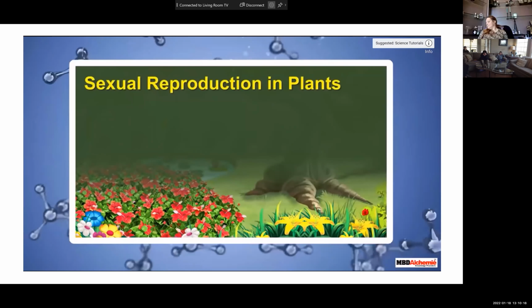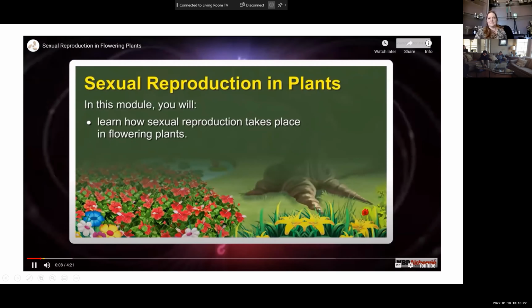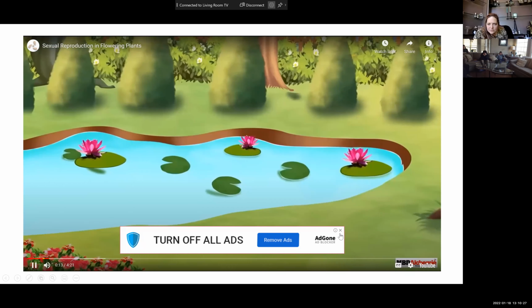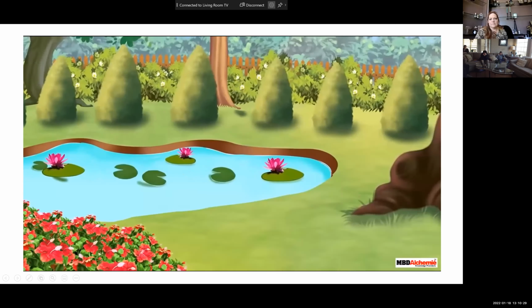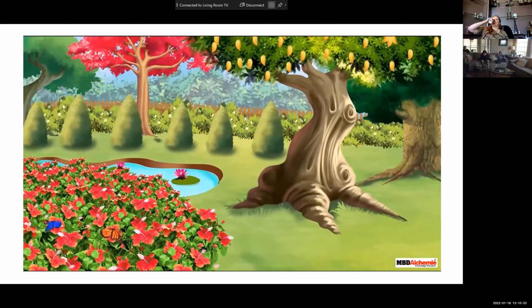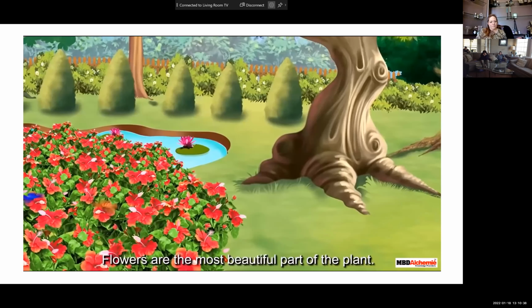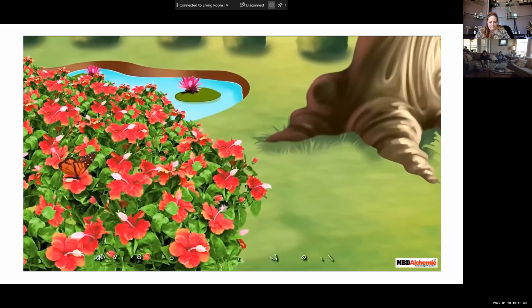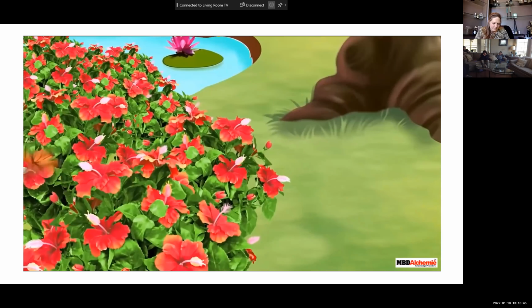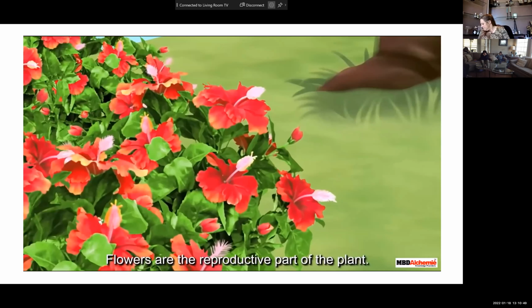In this module, let us learn how sexual reproduction takes place in flowering plants. It is the spring season. Flowers are blooming on the trees. It is indeed a beautiful sight. Flowers attract all of us. They are the most beautiful part of the plant, isn't it? You already know that flowers are not present only to add beauty to the plant. They are in fact the reproductive part of the plant.